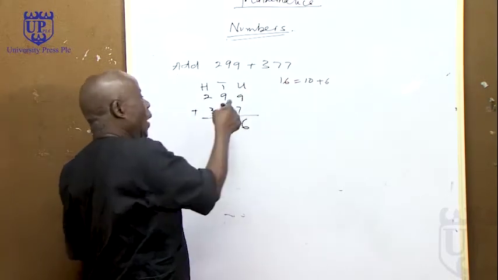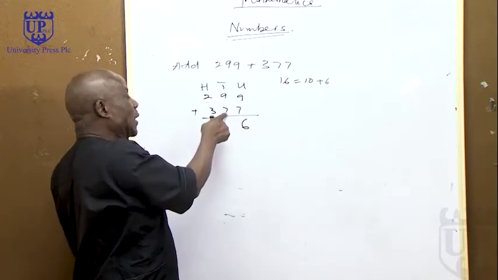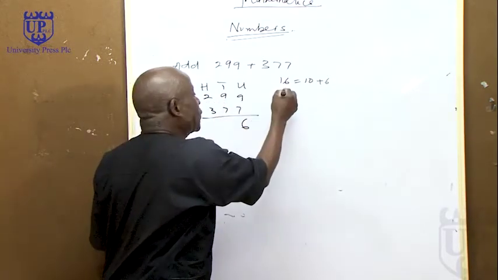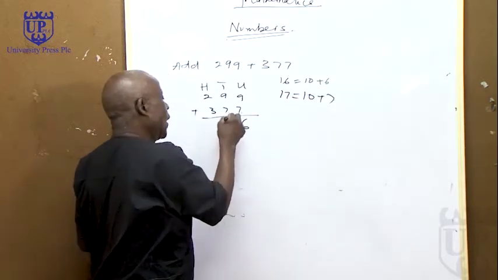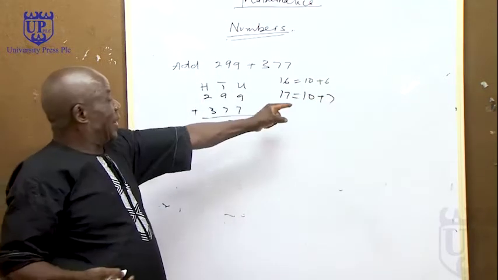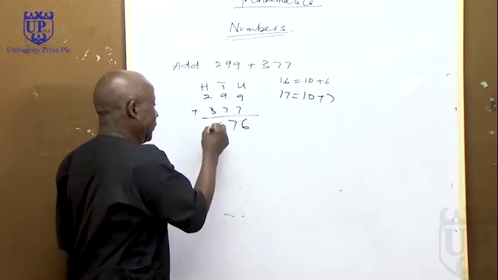The 1, you carry it to this, it will be 10. 10 plus 7 will be 17, and 17 is the same thing as 10 plus what? 7. You write 7. You still carry this one, then this one becomes 6.